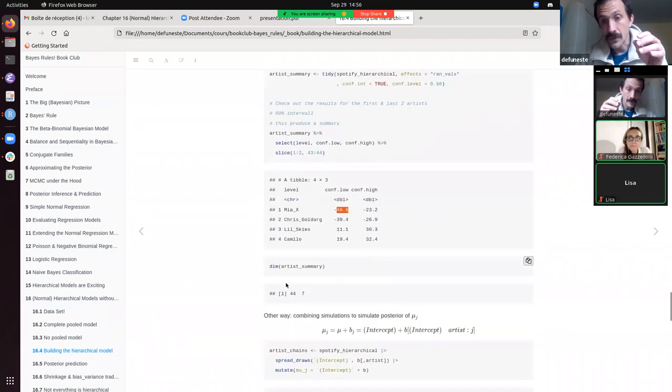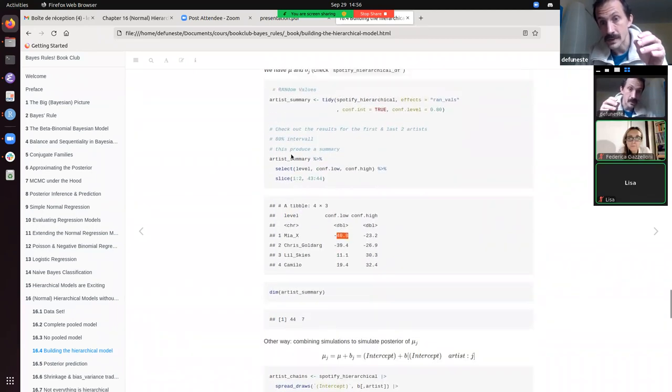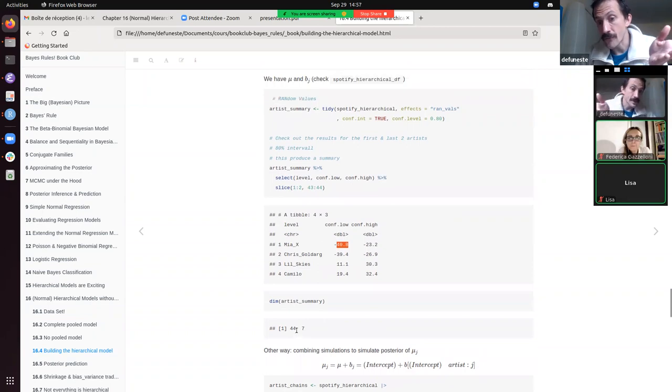If I check the artist summary, we just have for every artist seven variables. Three of them are from the Monte Carlo: the number of chains and the number of iterations. So it doesn't describe the result, but more describes the simulation.